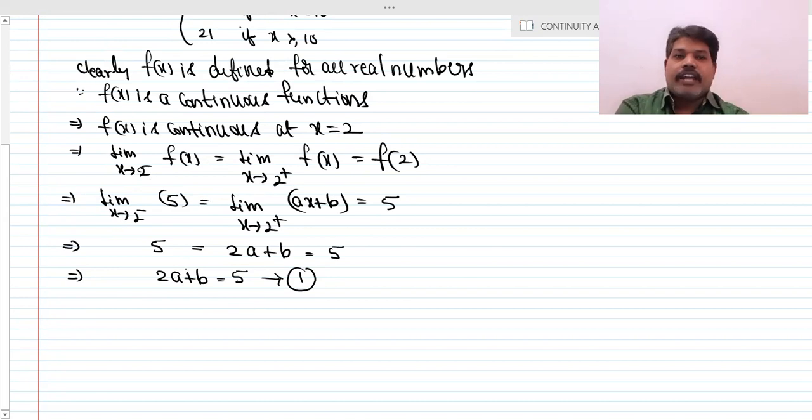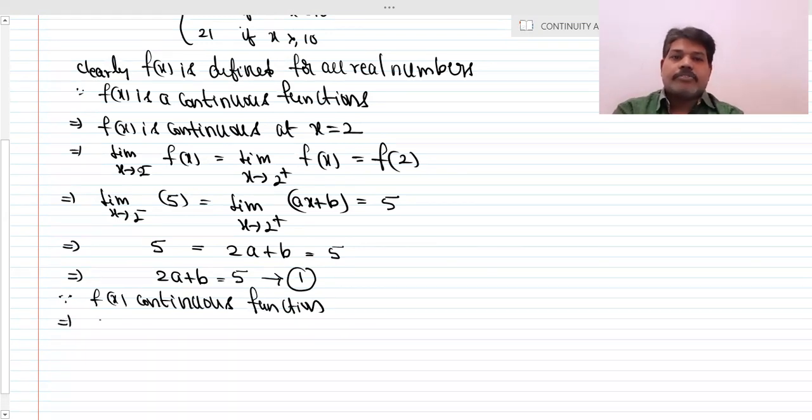Once again I will take one more condition. What is that? Since f of x is a continuous function, that implies what happens, students?